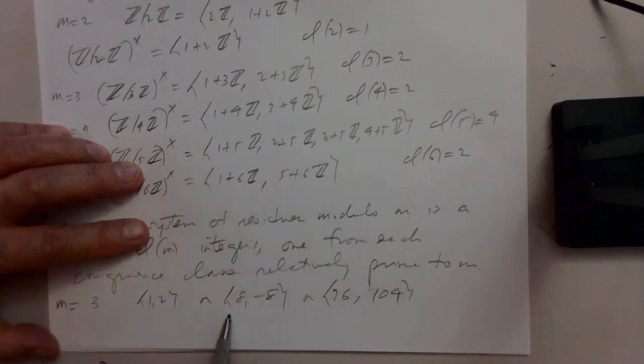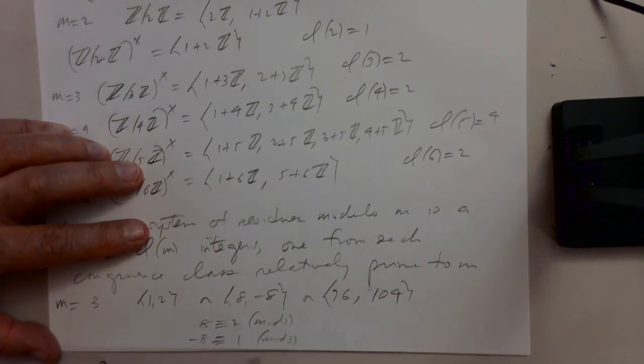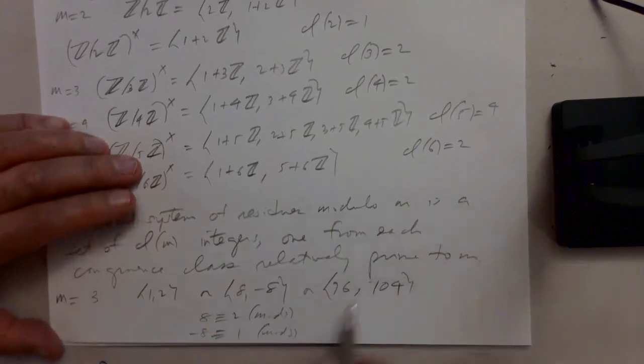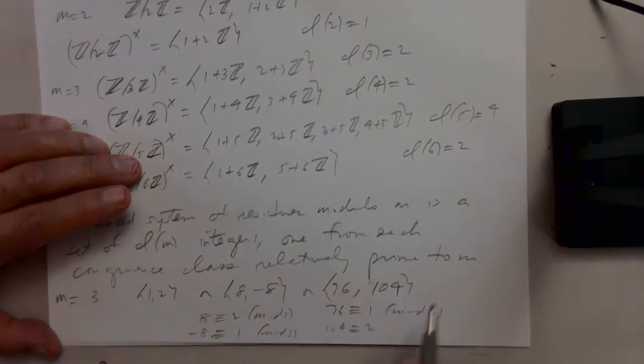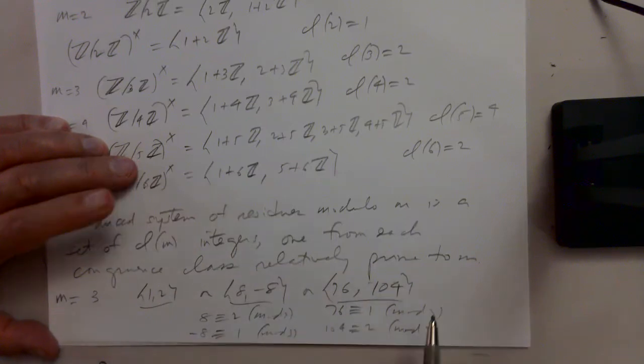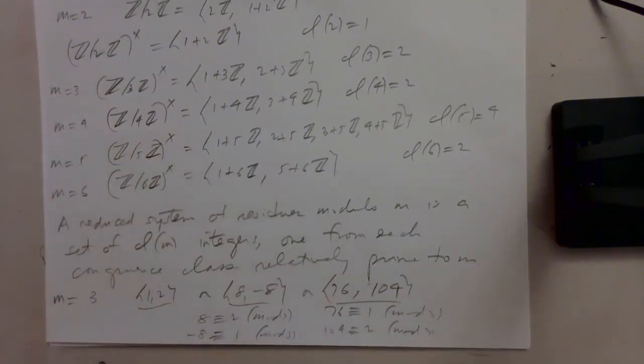And 8 is congruent to 2 mod 3. Minus 8 is congruent to 1 mod 3. So there's 1 from each residue class relatively prime to 3. 76 is congruent to 1 mod 3. 104 is congruent to 2 mod 3. So these are all examples of reduced systems of residues modulo 3.